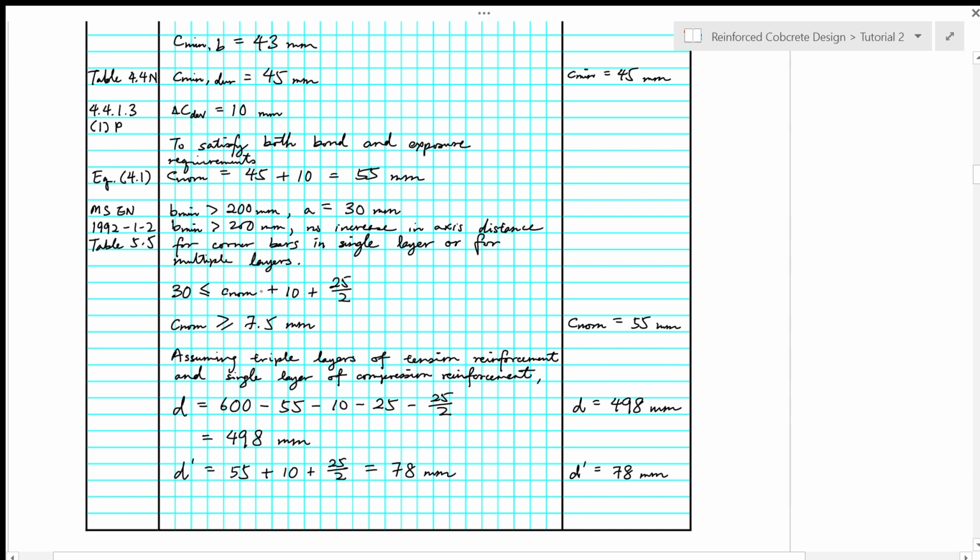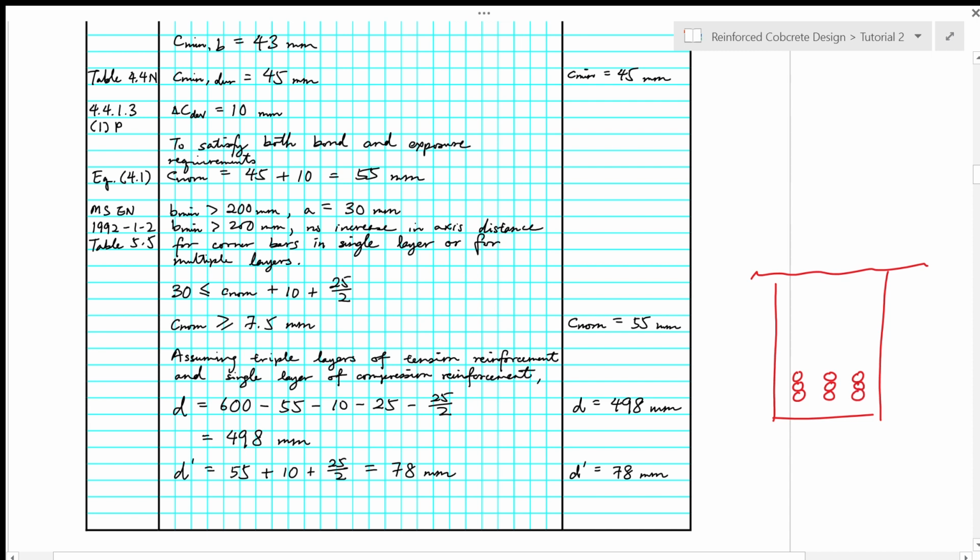So C nominal plus the link diameter plus half diameter of the bar should be greater than 30 mm. So from there, C nominal is 7.5 mm or greater. So assuming triple layers of tension reinforcement and single layer of compression reinforcement, in this case we have a beam like this. So we assume 3 layers of reinforcement.